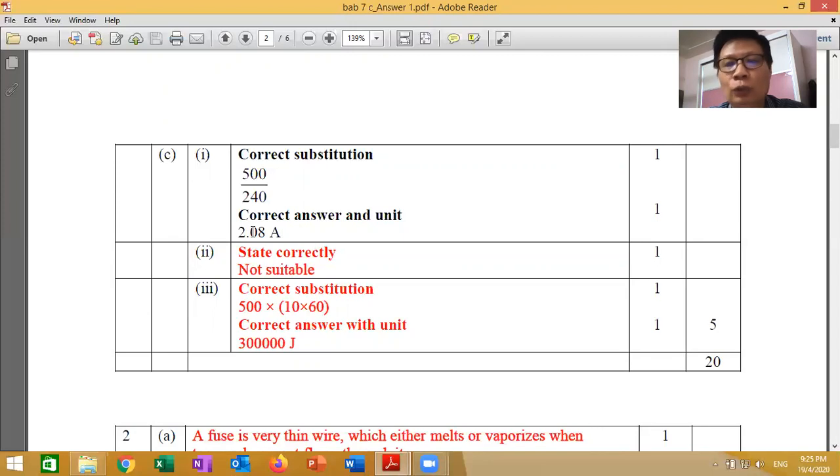So the most suitable fuse to be used here is 3 ampere. Okay? 3 amperes, not 0.5 amperes, 3 amperes, okay? Yeah? So it's not suitable.